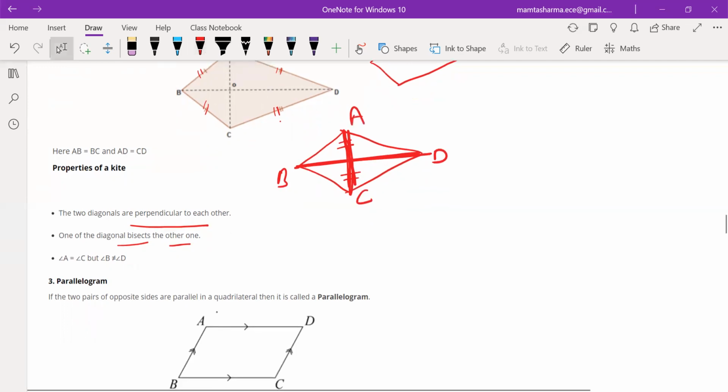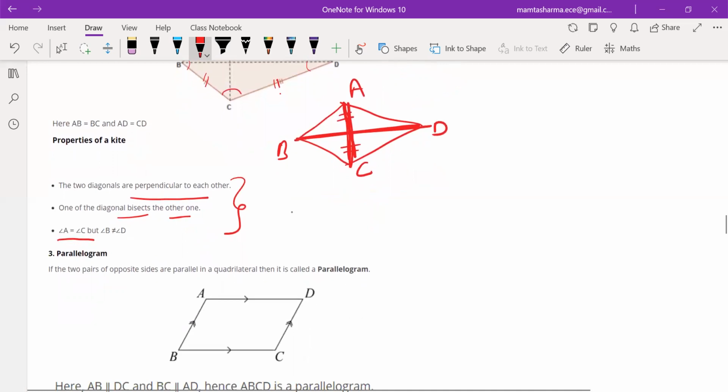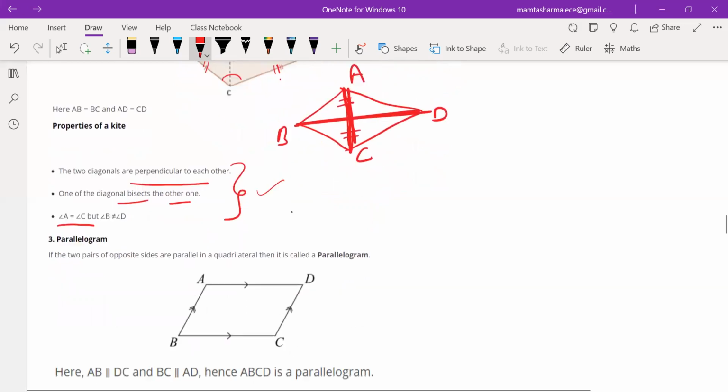And angle A will be equal to angle C, but angle B will not be equal to angle D. So remember these three properties, which you might have derived. We will not consider the derivation part here. Since it is a revision, we will directly remember the properties and solve the questions.